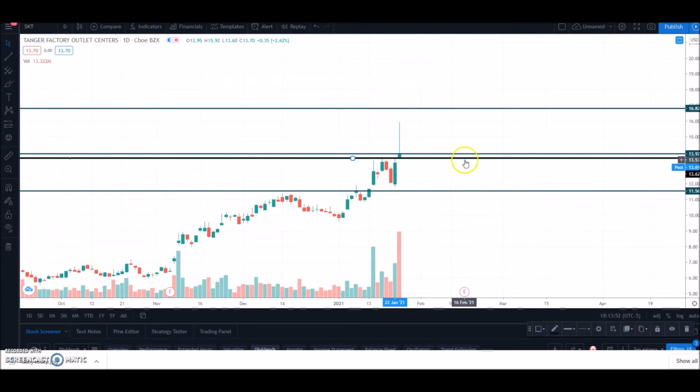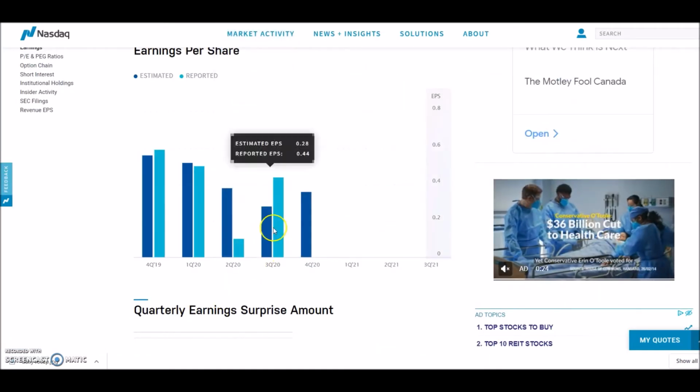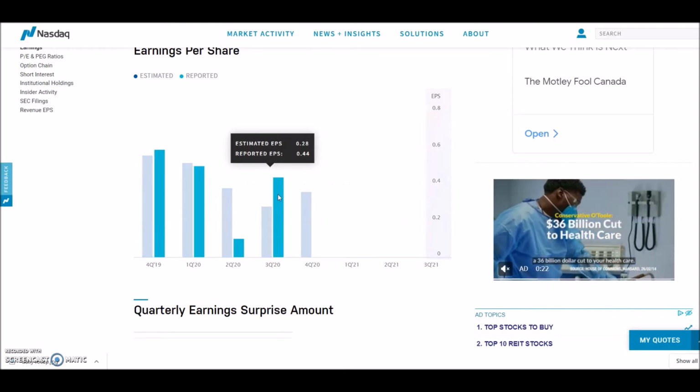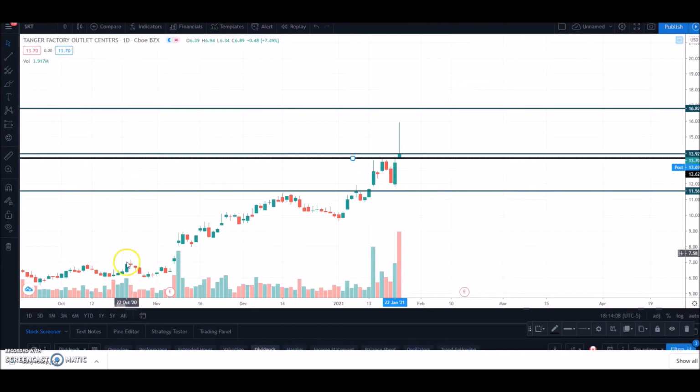So let's look at the chart pattern. You can see the last earnings. After the earnings, that stock ran up. And why? Because the last earnings was good. Like you can see the Q3 2020 earnings was good, the surprise was good, so that stock had a good run up.